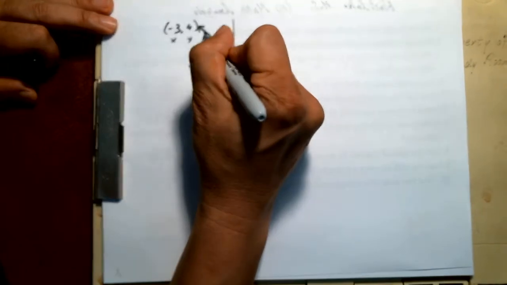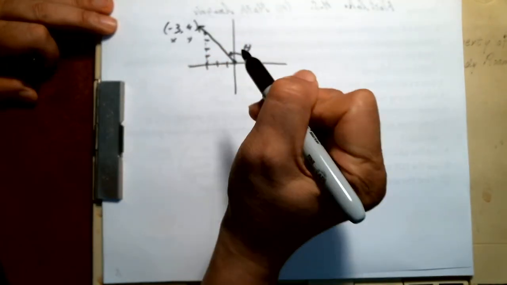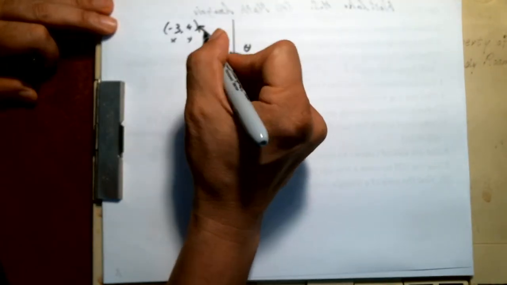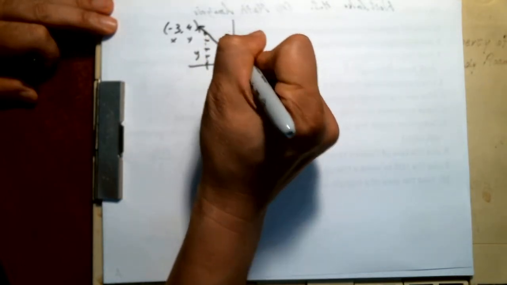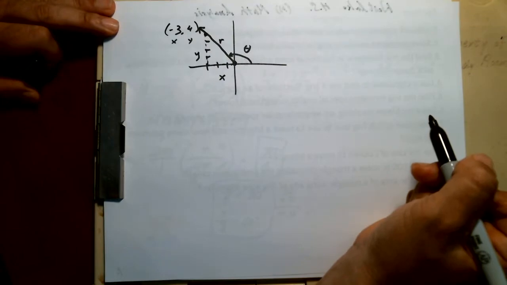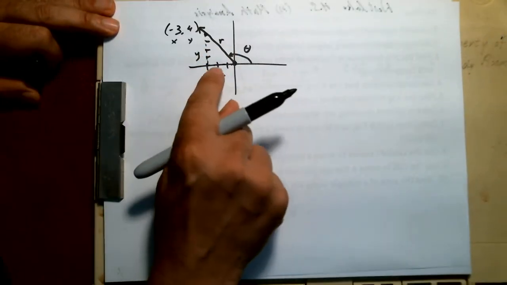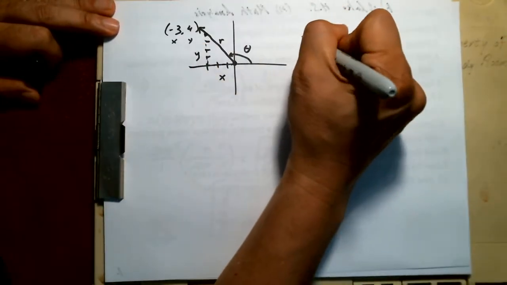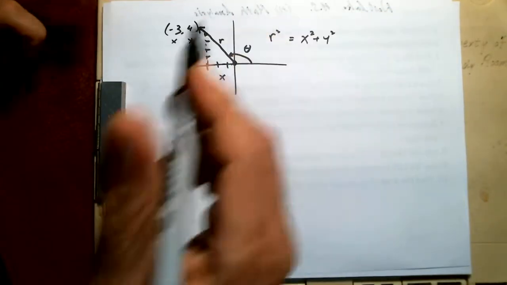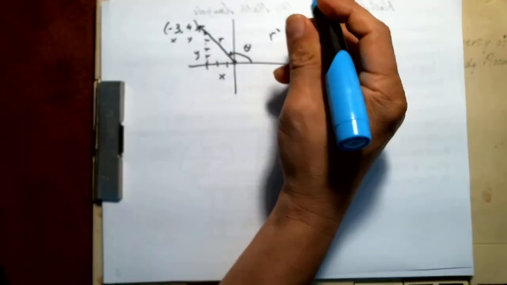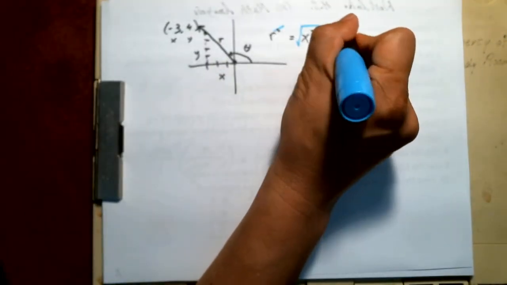Well, we know that this right here is your x direction, this is your y direction, this must be your r direction. Oh, do you notice something? It's a right triangle, so it's going to be x squared plus y squared is equal to r squared. How do we solve for r, the radius? You just take the square root of that.